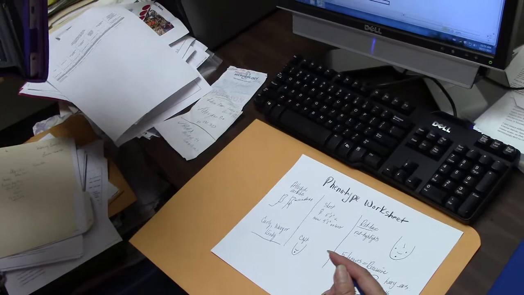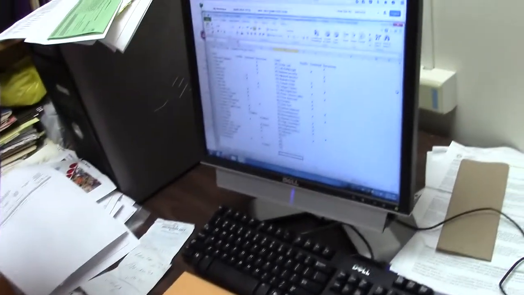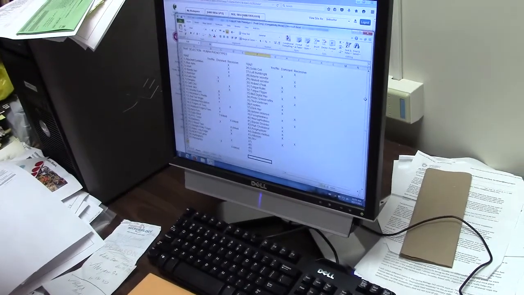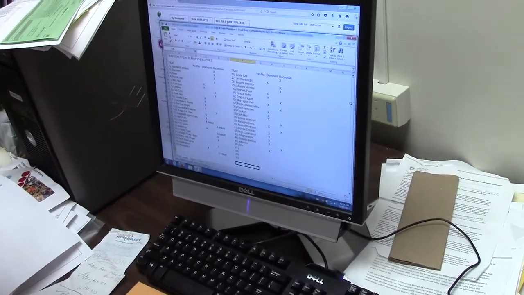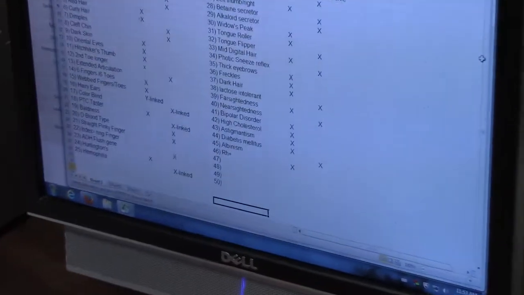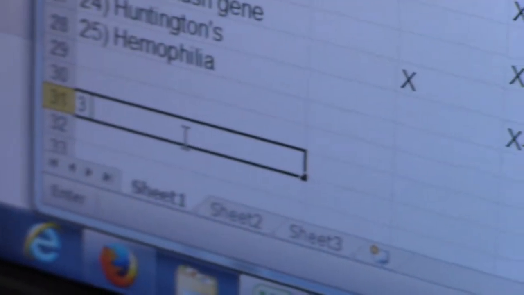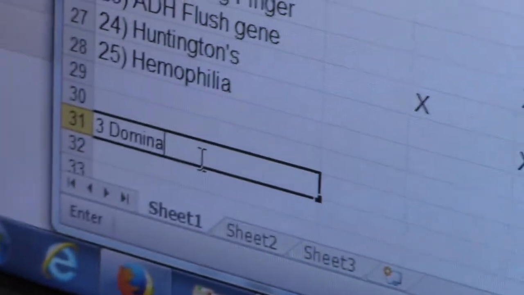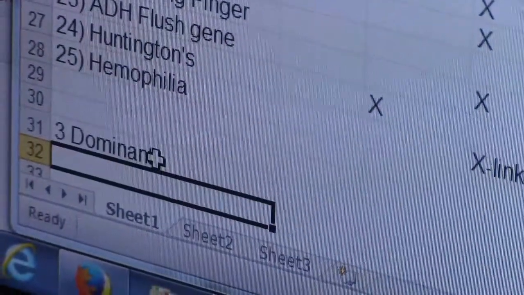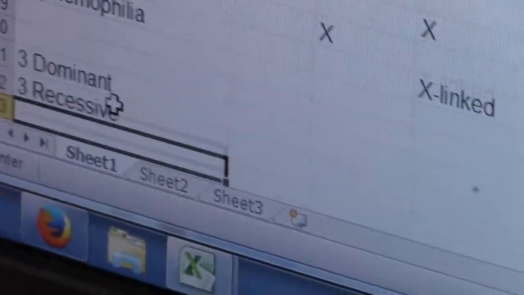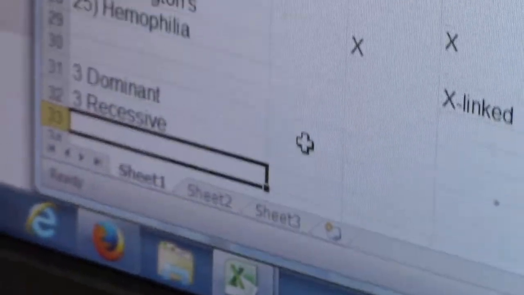Lactose intolerant, farsighted, nearsighted. You might be able to fill out some of the other ones yourself depending upon if you wear glasses or not. What I want you to do is write down yes or no for this worksheet, and then on the very bottom, after you download this, write down 3 dominant traits that you have, and underneath that, write down 3 recessive traits that you have.